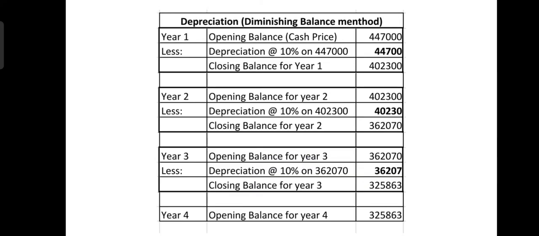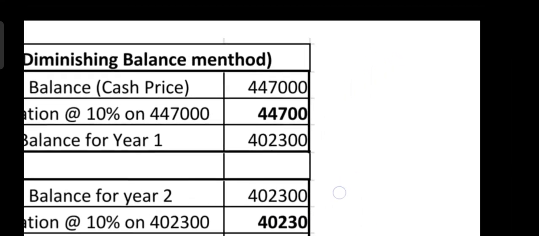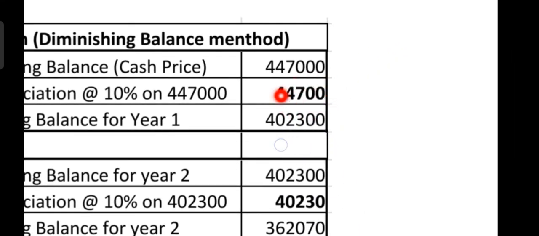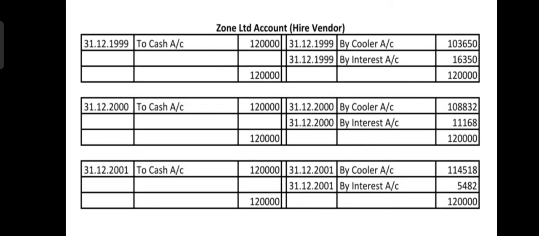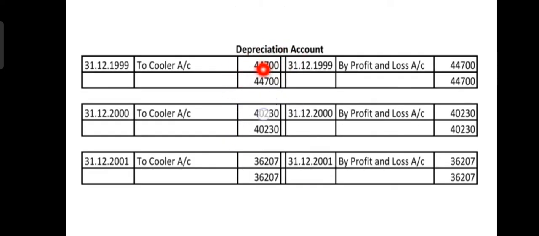You need to calculate that here. Here you already calculated 44,700. The same you record in this depreciation account under the debit side, 44,700, and at the end of the year you transfer this expense to the profit and loss account, because this is one of the expenses you are incurring in your business.